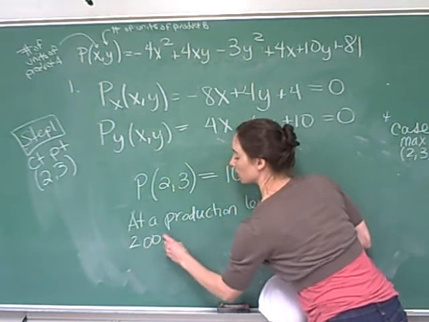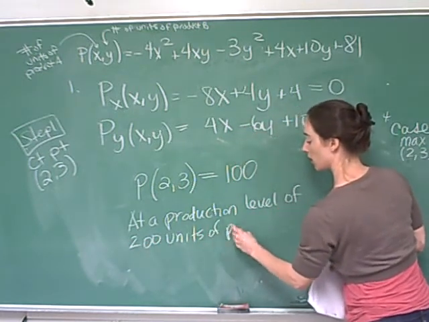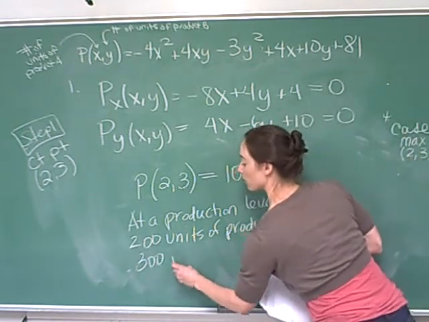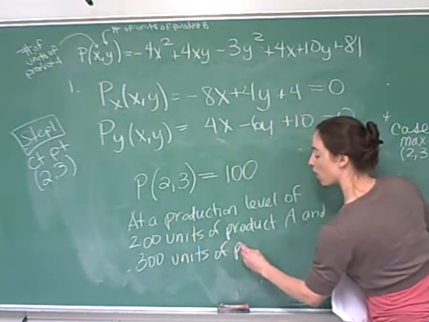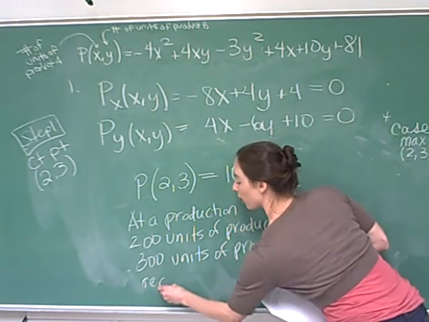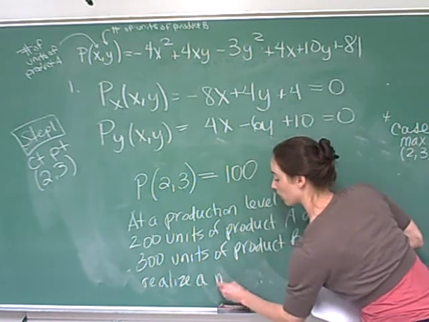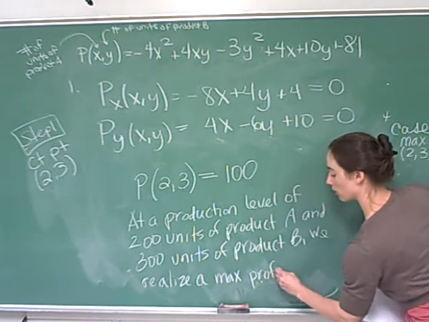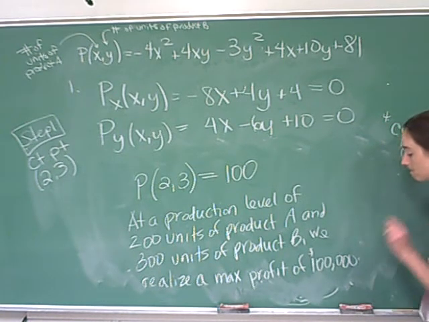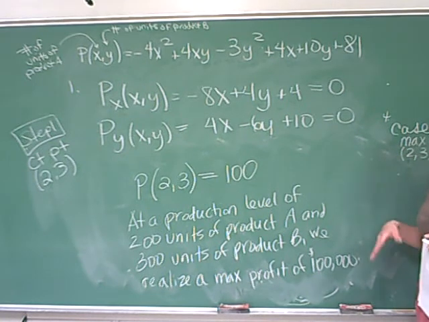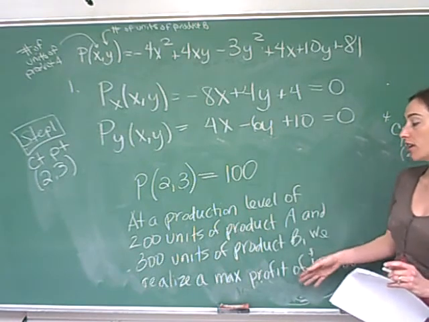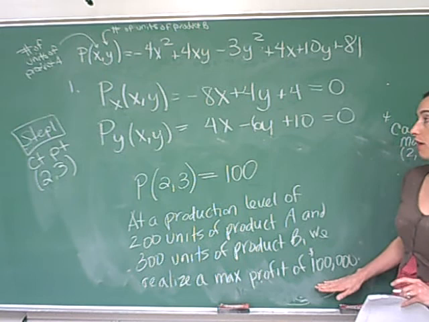of 200 units of product A and 300 units of product B, we realize a maximum profit of $100,000. So there we go. We have answered our question. Both parts, we found how many of each product should be produced to maximize the profit and what the value of that maximum profit is.